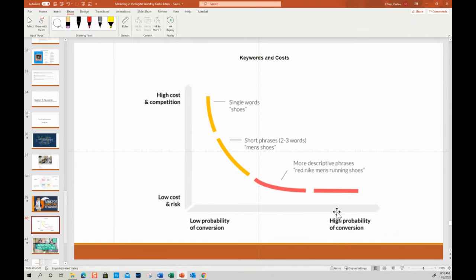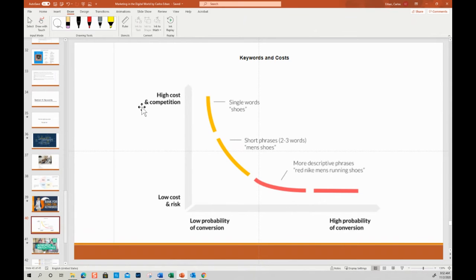Now, when you get to red Nike men's running shoes, that's very descriptive, very specific. There are probably not that many websites that offer red Nike men's running shoes, so you have less competition, right? And a higher probability of conversion. These things are very logical, right?